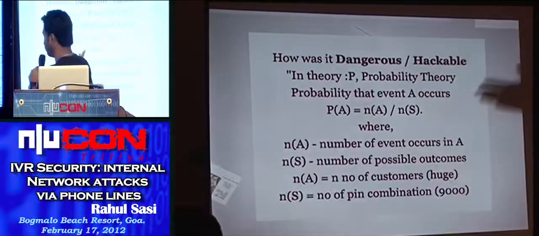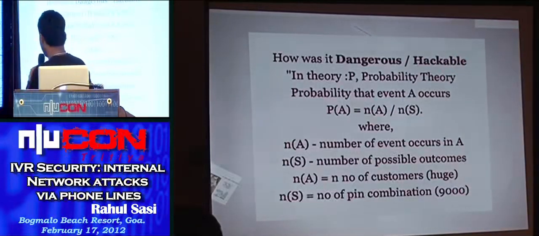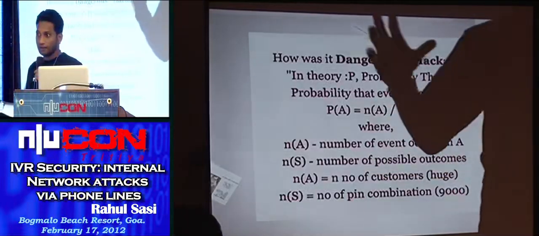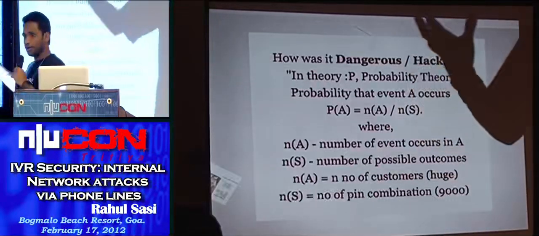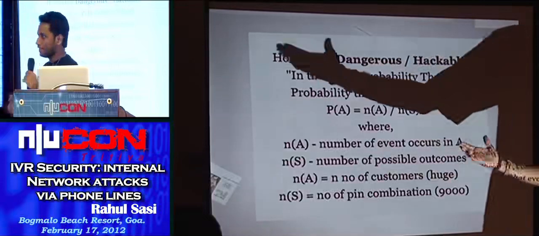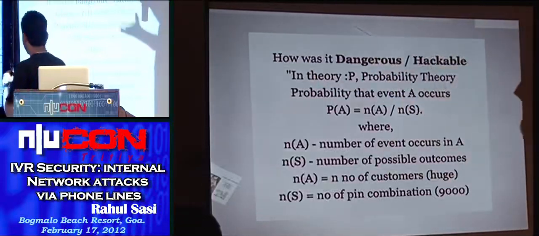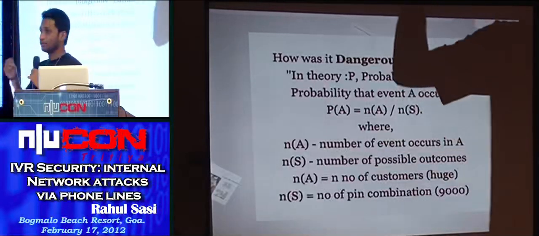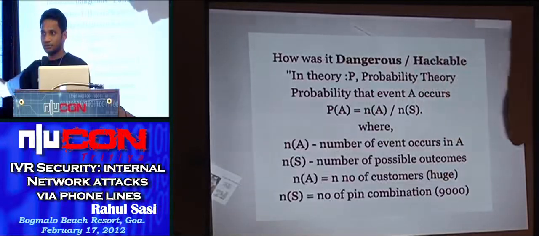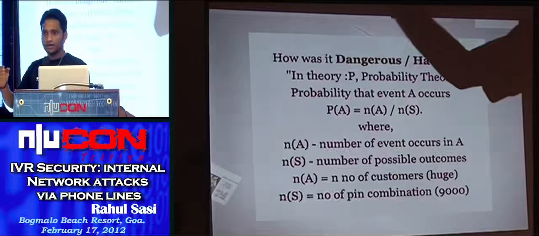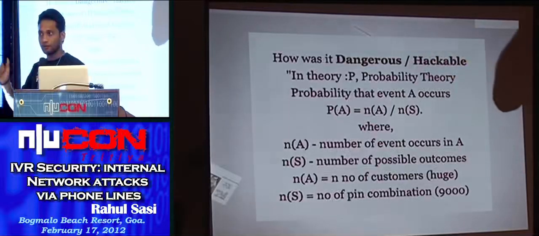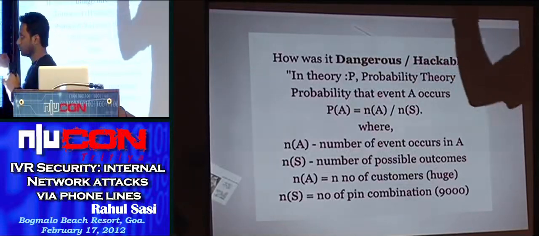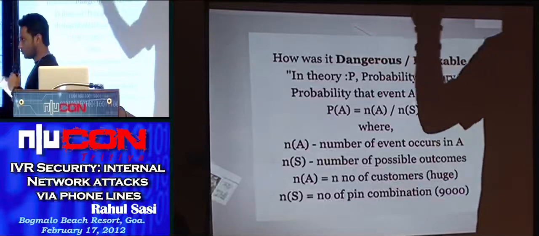Probability theory is like the probability of an event to occur. That is P of A is equal to the number of favorable events divided by the total number of outcomes. In simple terms, the probability of me getting a hot wife is equal to the number of hot girls out there divided by the number of chances of me as a person getting a hot wife. So that is my chances. So P of A here is the total number of accounts, that is the total number of customers. Number of customers is equal to the number of account numbers, right? Divided by the number of possible PIN numbers. A 4-digit ATM PIN has 0000 to 9999, that is like 10,000 PIN numbers, right?